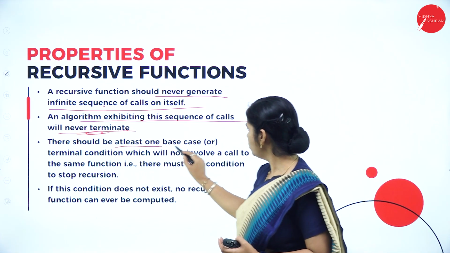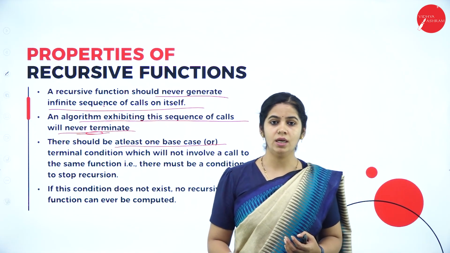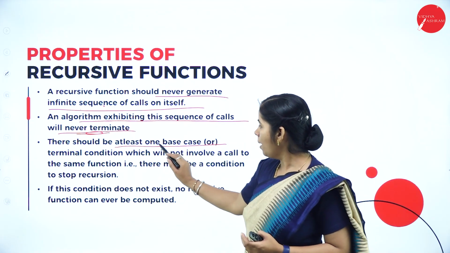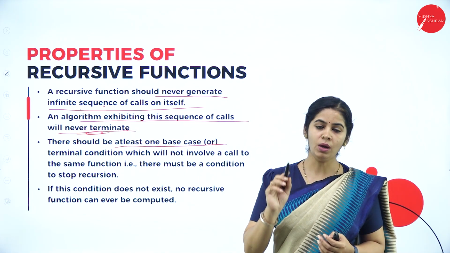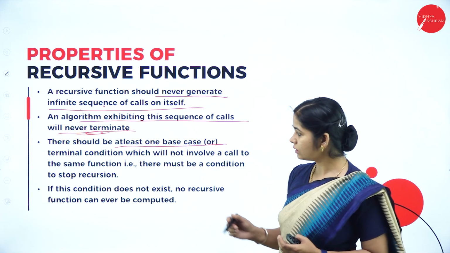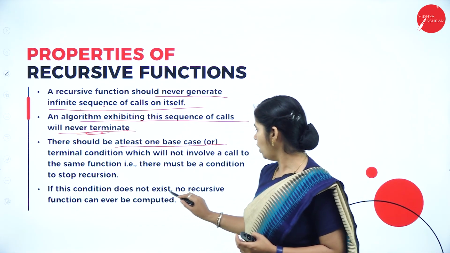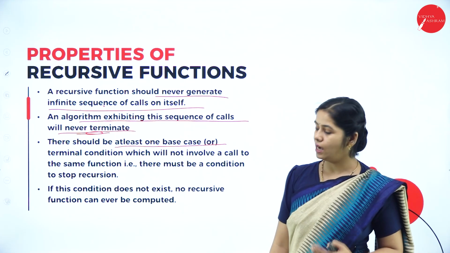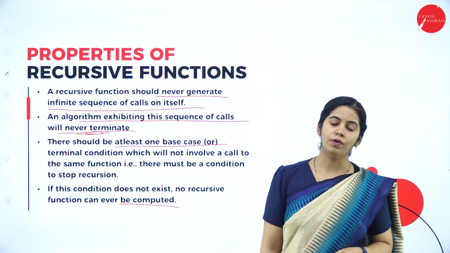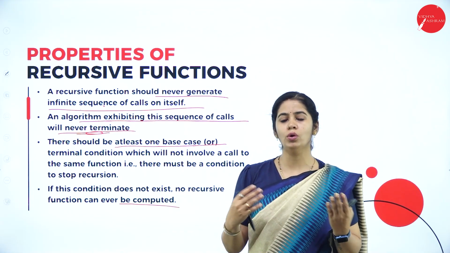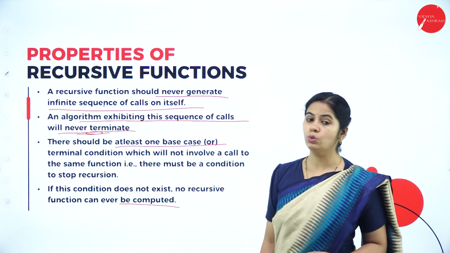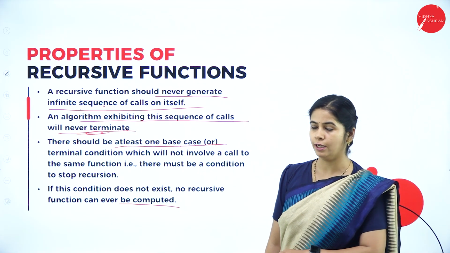Then there should be at least one base case. To terminate the recursive function and keep it from entering an infinite sequence, there should be at least one base case, one condition to come out of the recursion. If this condition does not exist, no recursive function can ever be computed. Without the base case, you cannot compute the recursive function. It will keep on executing itself and you don't get the output. The base case is very important when we are defining recursive functions.